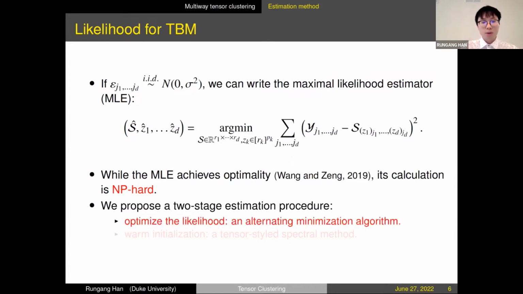So we have two components. The first component is still to try to optimize the likelihood, and we propose an alternating minimization algorithm. And the second component is that we provide some warm initialization, because as I just mentioned, the objective is non-convex and mixed integer programming. That means even if I can find a local optimization procedure, I cannot guarantee it converges to the MLE. So I still need some warm initialization, which makes sure that the local optimization algorithms work. And this warm initialization can be taken as a tensor-style spectral method, which will be discussed shortly.